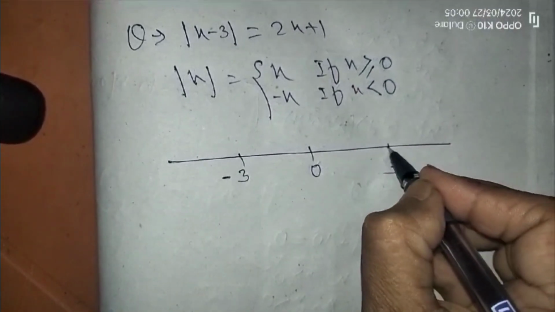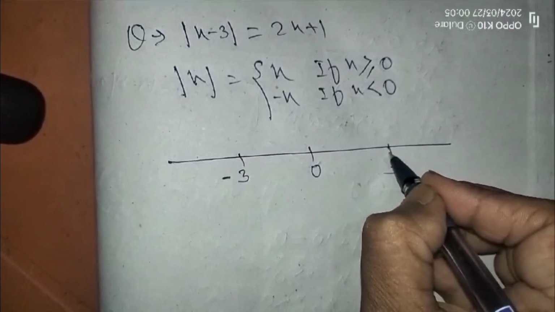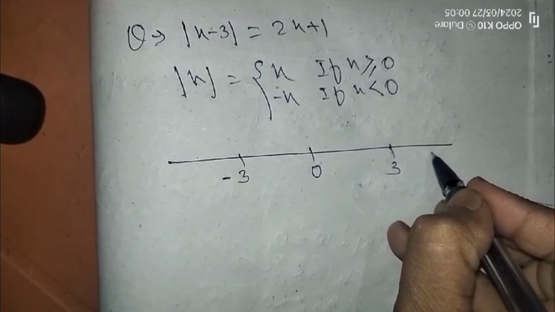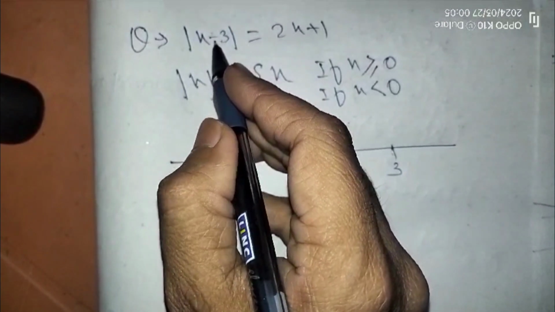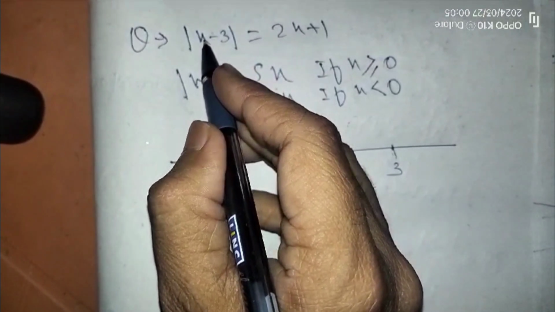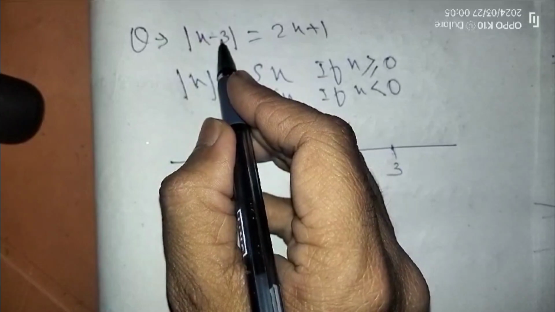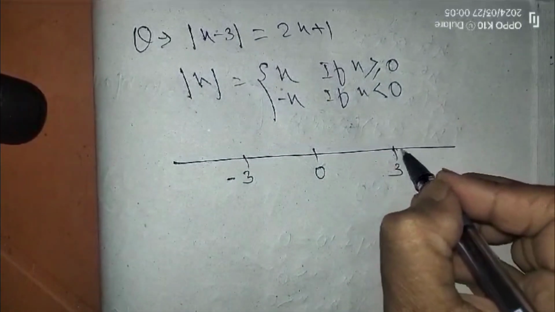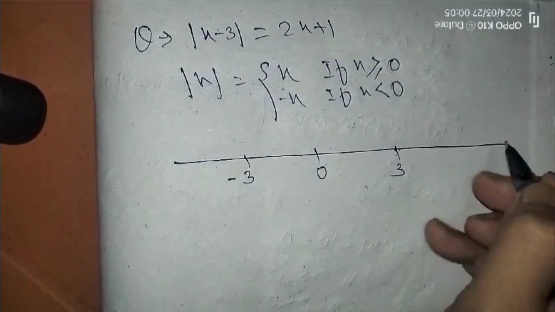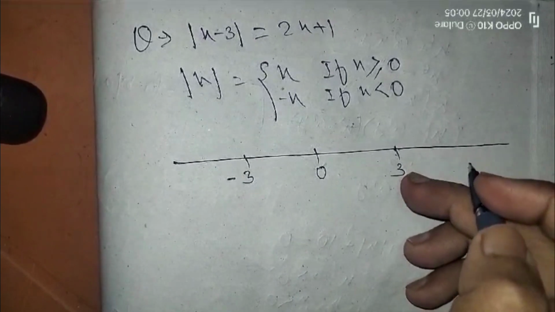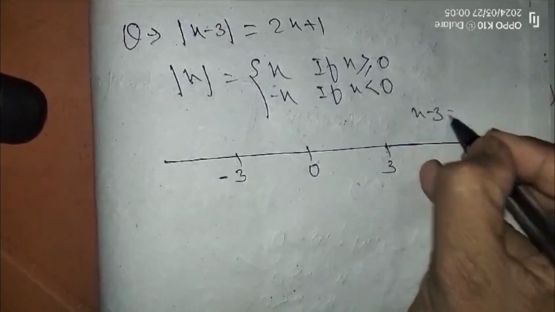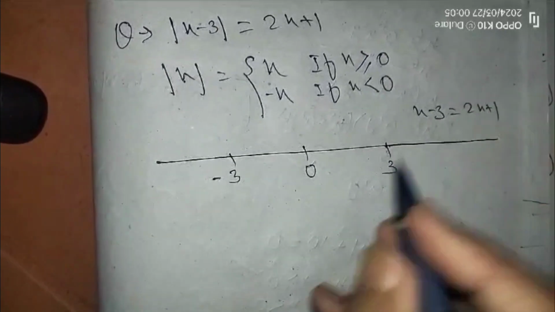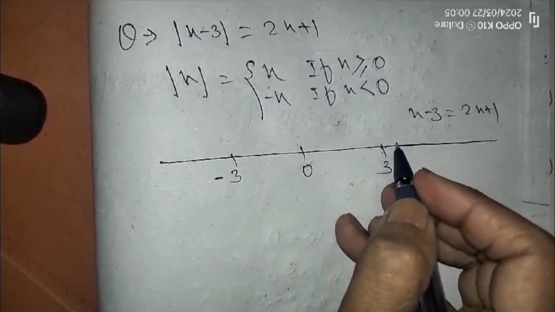Now if we take any value greater than 3, it always comes positive, because suppose we take 5, so 5 minus 3 gives a positive value. So x minus 3 will always come this side, because we are taking values of x greater than 3. So x minus 3 equals 2x plus 1.